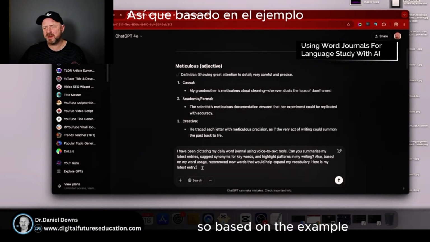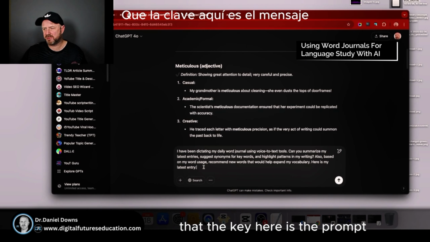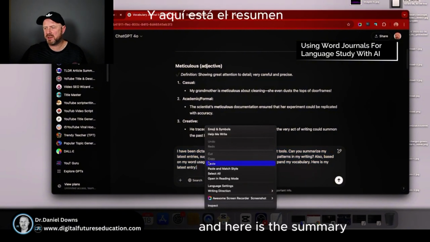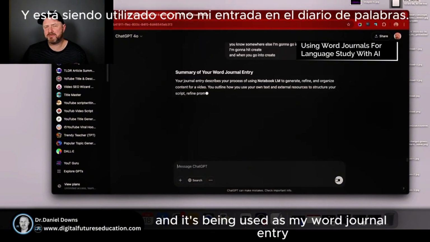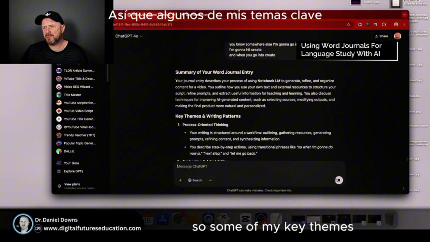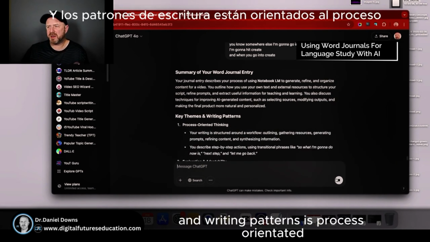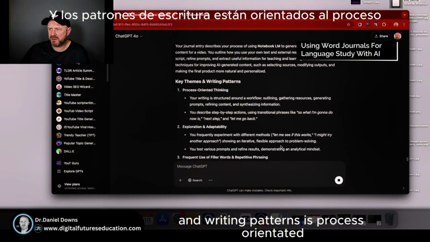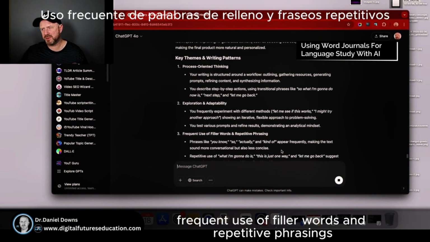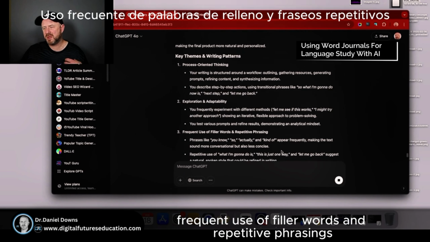So based on the example, the key here is the prompt and understanding what the prompt is requesting. Basically, text from a summary of a voice-to-text tool. And here is the summary, and it's being used as my word journal entry. So some of my key themes and writing patterns are process-oriented, going into exploration and adaptability, and frequent use of filler words and repetitive phrasings. I think that's because I'm just speaking into it.